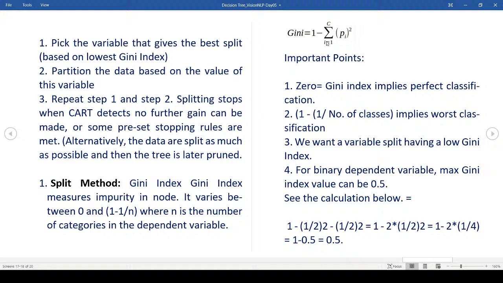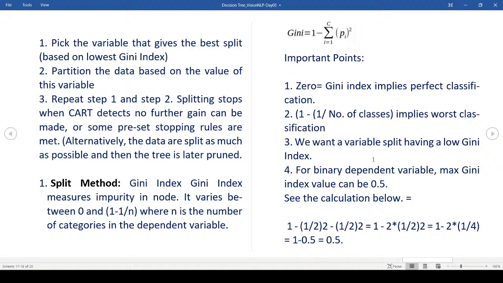So the important point here is, if it comes as a zero, then, because the fewer branches you have, I told you, the more accuracy you will have. Suppose you split at a very initial stage, then the Gini index will be zero, and it implies a perfect classification. Or 1 minus 1 by the number of classes implies the worst classification. The more classes you have, the more it affects your accuracy. And we want a variable split having a low Gini index.